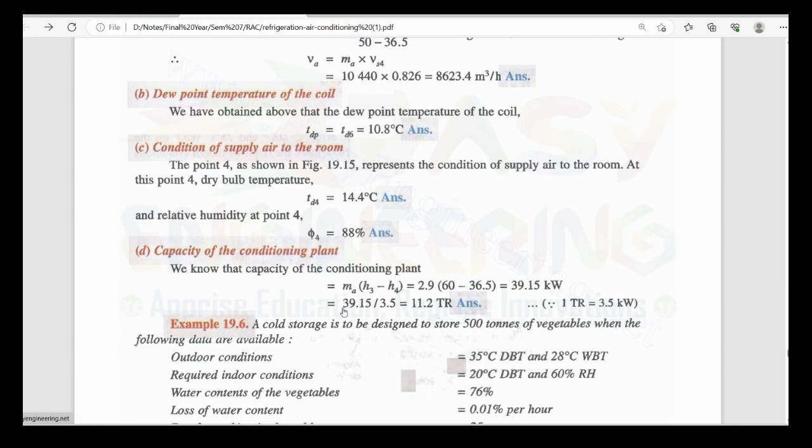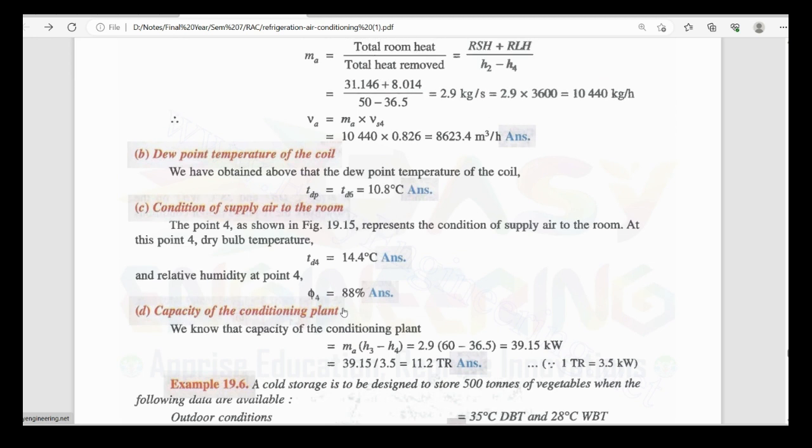Now our next question was the capacity of the conditioning plant. We know that the capacity of the conditioning plant is given as Ma into H3 minus H4. In this way we can calculate our value. We get 39.15 kilowatt. 1 ton of refrigeration is nearly 3.5 kilowatt, so in terms of tons of refrigeration it comes out to 11.2 tons of refrigeration. In this way we can solve any numerical based on air conditioning system design.